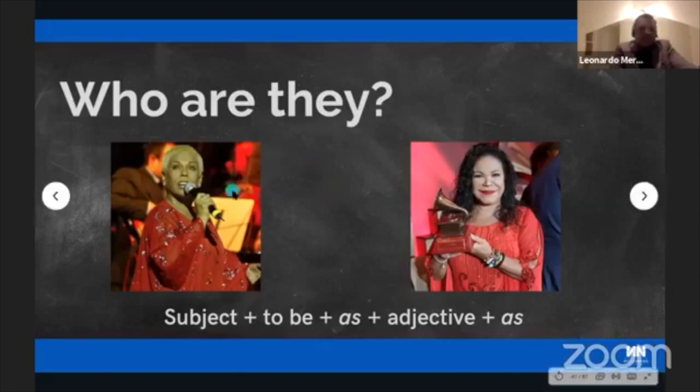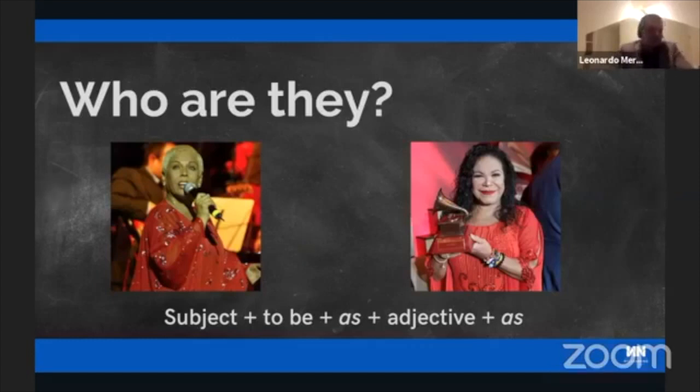Okay. And so let's say, who are they? Now, the target grammar is as, we use this to compare, right? So we say subject plus to be, as plus adjective plus as. So if they are similar, you're going to use a positive form. If they're not similar, you're going to use a negative form, right? So for example, if the adjective is good, and we're talking about their singing, what is the sentence?